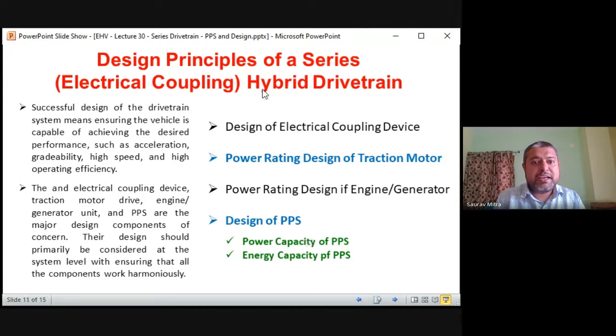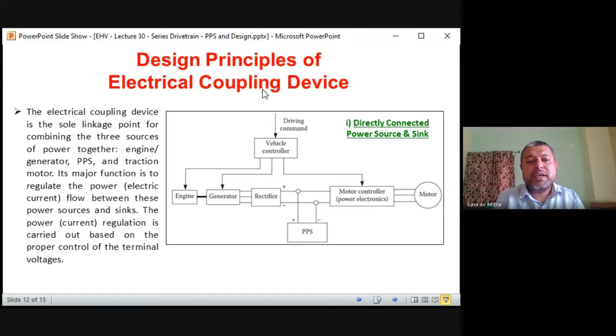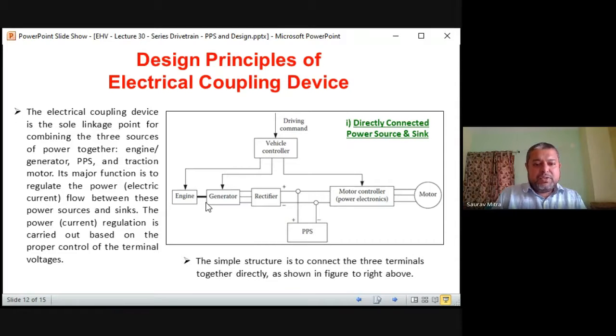Design of series hybrid. Why are you always calling it series hybrid? Because engine and generator, that is electrical and mechanical, both are connected in series. That's why it is called a series hybrid. But in this case, the special thing is they are connected together, a direct connection. So the simple structure is to connect the three terminals together directly, as shown in the figure right above.